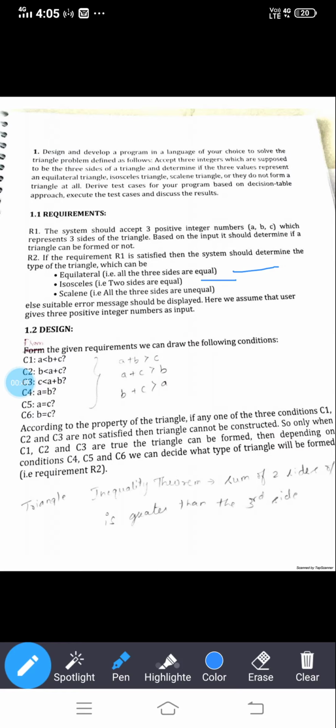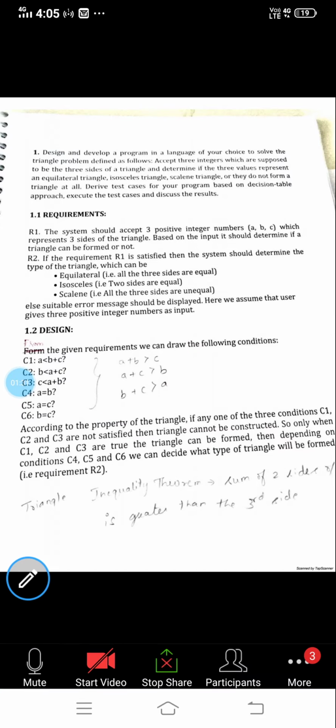So before checking what type of triangle it is, first you have to check whether a triangle can be formed or not. That is this condition. When you add two sides of the triangle, if the value is greater than the third side, then a triangle can be formed. You have three sides A, B and C. A plus B should be greater than C. A plus C should be greater than B. B plus C should be greater than A. So you have to check all three conditions. If all three conditions are true, then you can form the triangle. After forming the triangle, we can check what type of triangle it is. Understood?